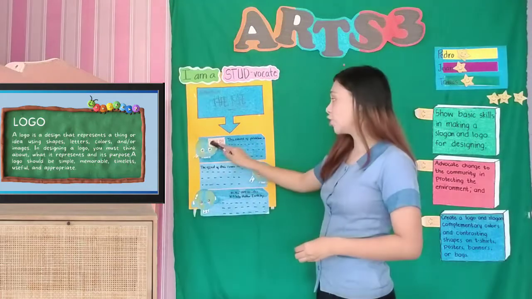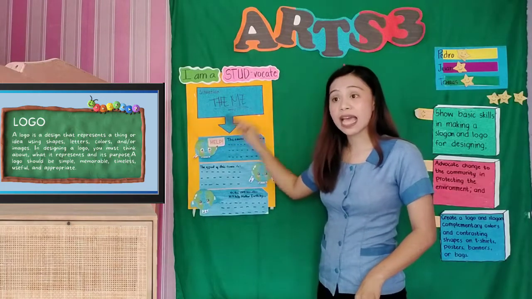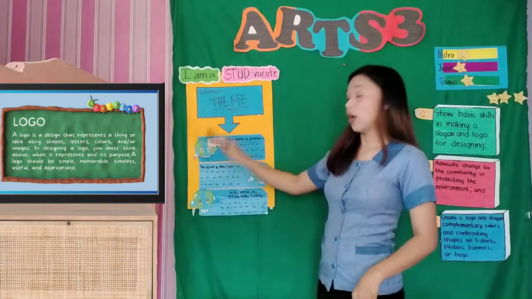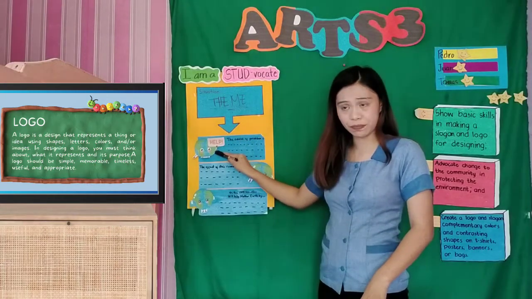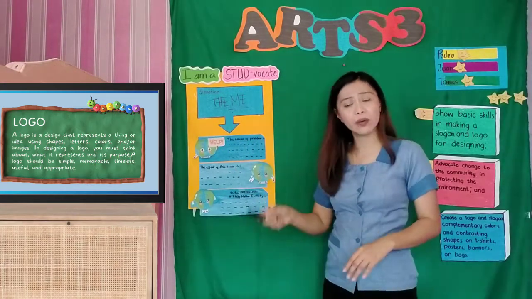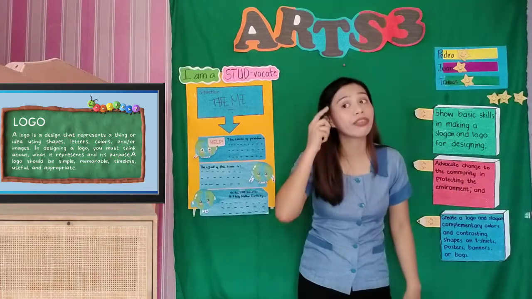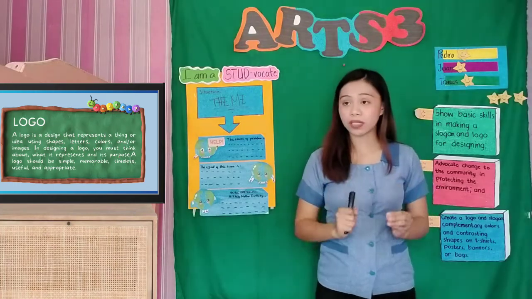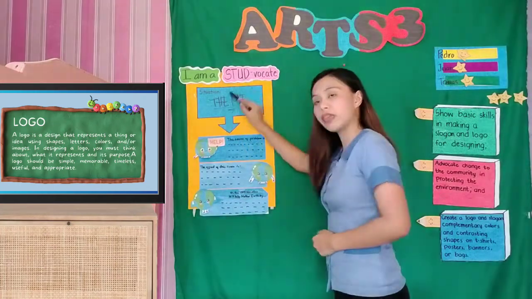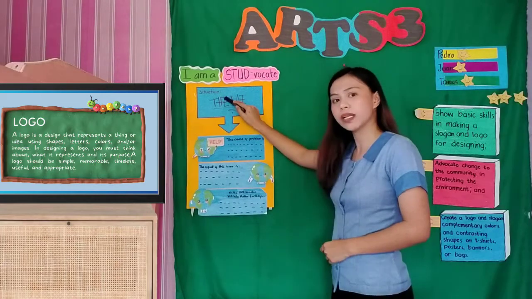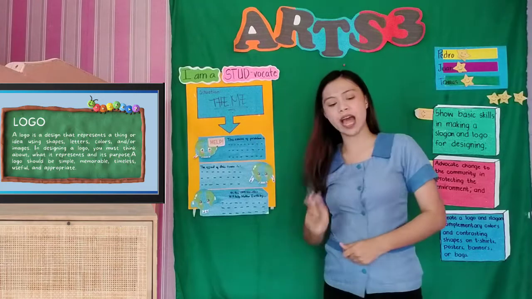Okay, next, what are the letters that you can see? We have HELP. If you can read it, it reads as help. So this logo means it's asking for help. Okay, why? Why it is asking for help? So in designing a logo, you must think about what it represents and its purpose. So our theme is all about environmental awareness, and our logo is all about asking for help.